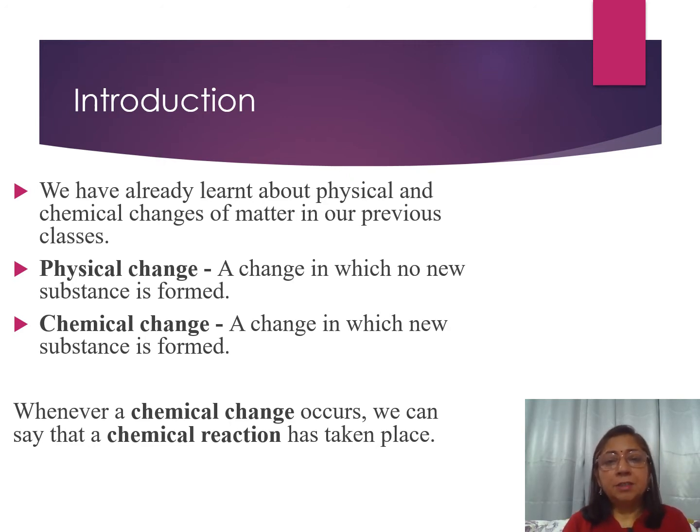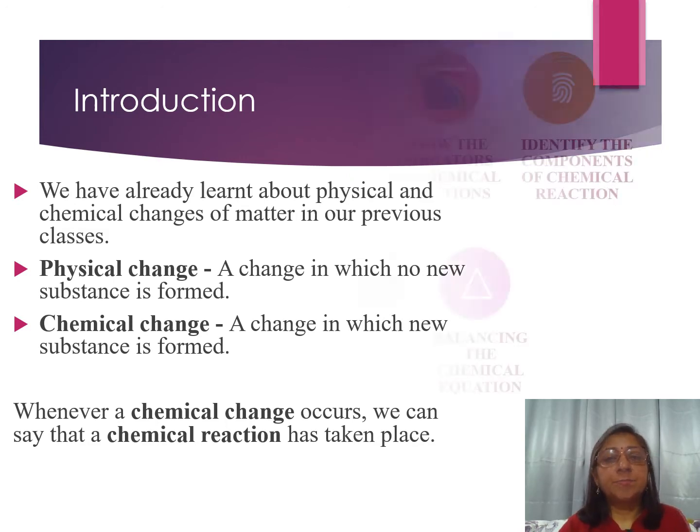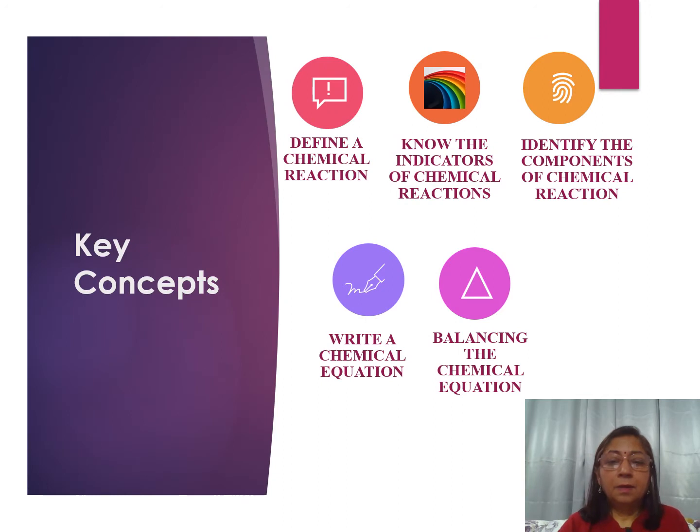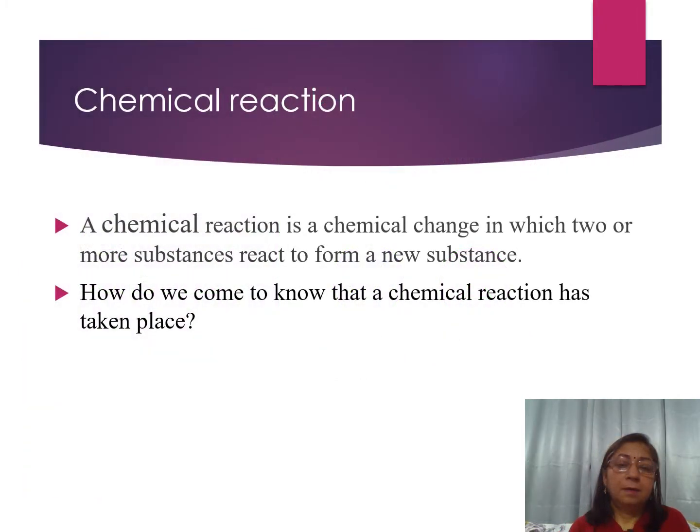Whenever there is a chemical change, we can say that a chemical reaction has taken place. In this presentation, we are going to learn defining a chemical reaction, knowing the indicators of chemical reaction, identifying the components of chemical reaction, writing a chemical equation, and how to balance a chemical equation. A chemical reaction is a chemical change in which two or more substances combine to make a new substance.